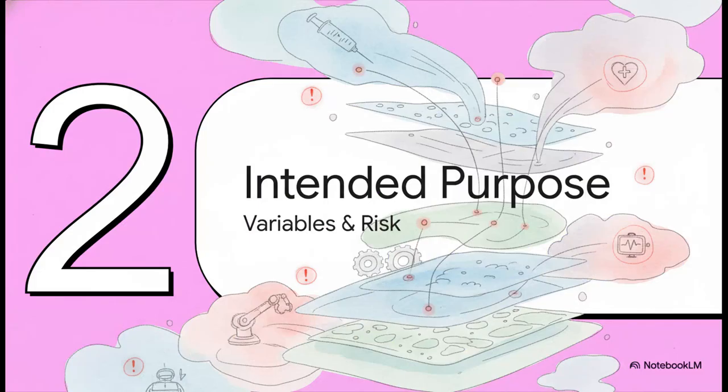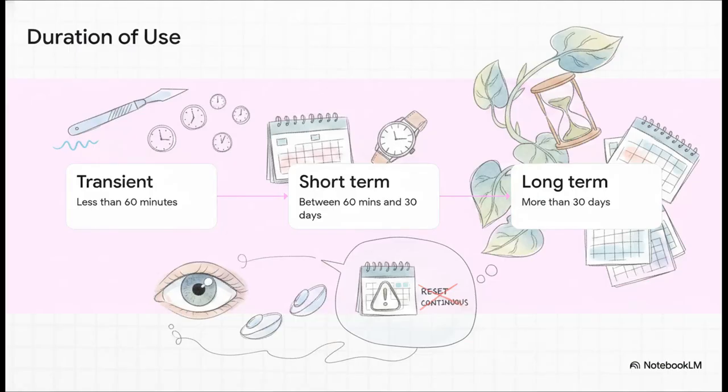Moving right along to Section 2, intended purpose and variables. So time is a massive multiplier for risk here. The MDR basically breaks the duration of use down into three main steps. Step 1 is transient, which means continuous use for less than 60 minutes. Think of a scalpel. Even if an operation takes hours, the actual uninterrupted cutting action only lasts seconds at a time. Step 2 is short-term, so anywhere between 60 minutes and 30 days. And Step 3 is long-term, which is anything over 30 days.